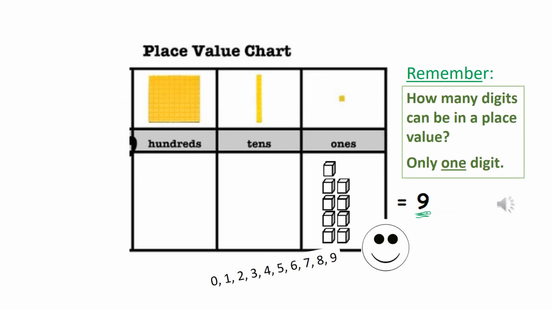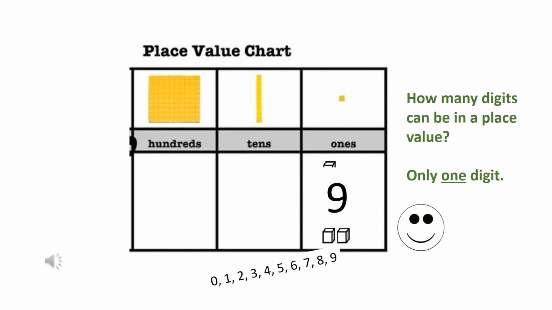Let's also remember how many digits can be in one place value. The answer is only 1 digit in a place value. So I can have 0 or 1, 2, 3, 4, 5, 6, 7, 8, 9 cubes in a place value because those numbers have only 1 digit.